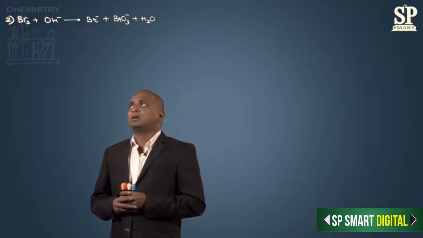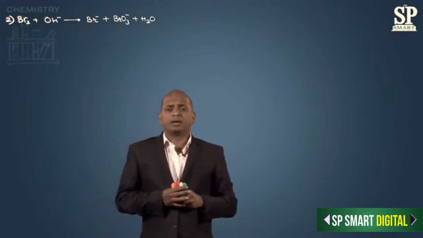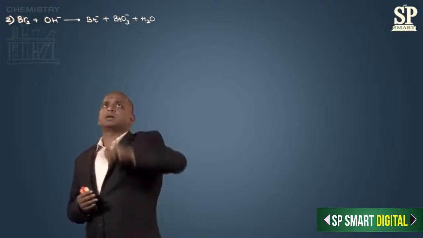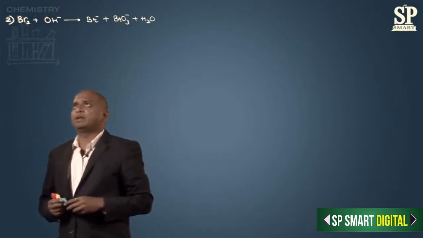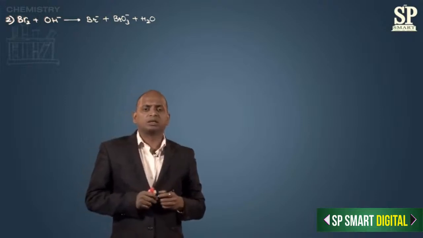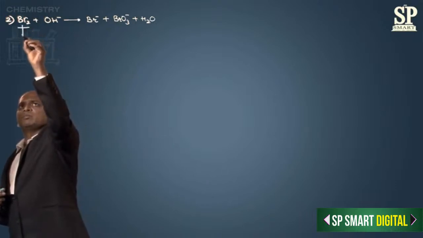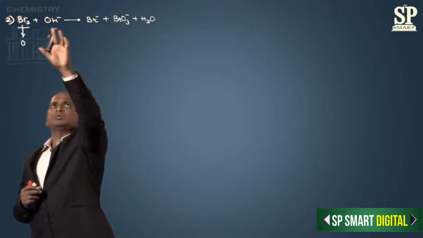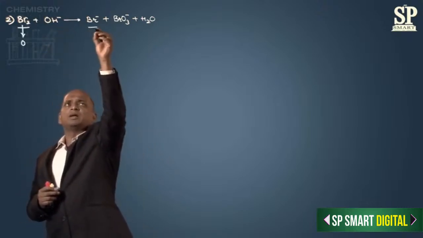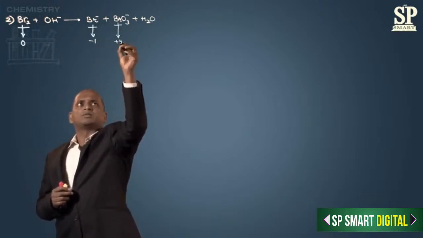This is a typical disproportionation reaction. So let us consider the example. Bromine reacts with OH minus, that is an alkali, and gives you Br minus, bromate and H2O. So we have to identify which is undergoing oxidation and which is undergoing reduction. Here the oxidation state of bromine in Br2 is 0, oxygen is minus 2, hydrogen is plus 1, here Br is minus 1 and here Br is plus 5.